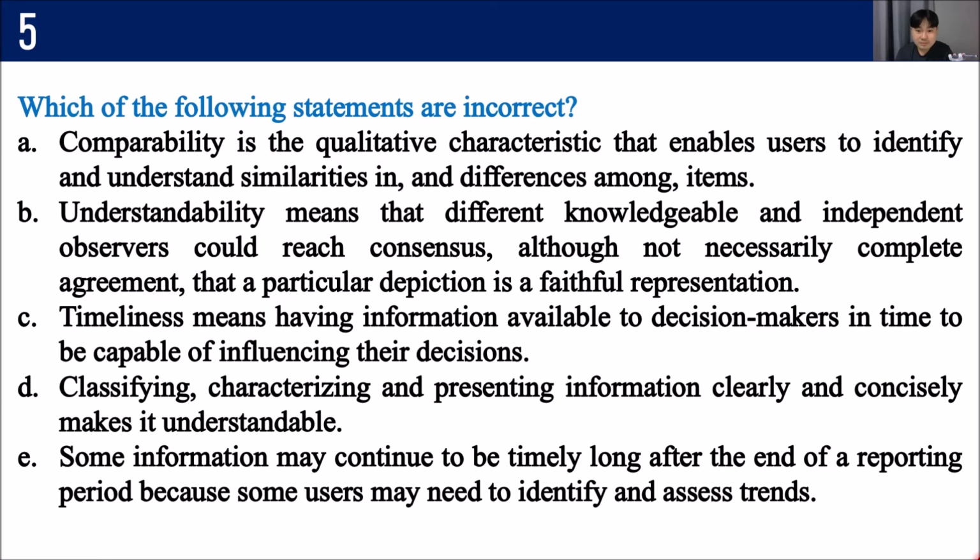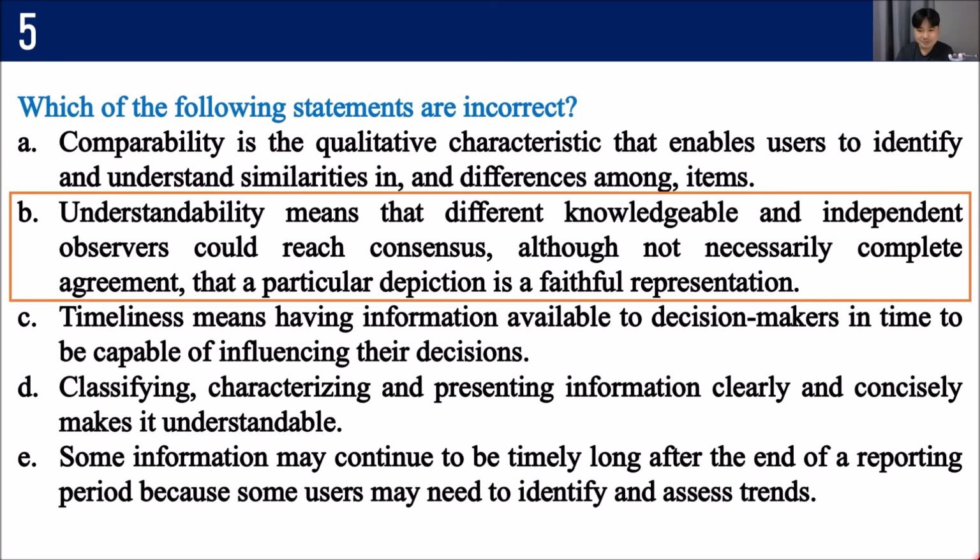The incorrect one, which is the correct answer, is letter B. Understandability means that different knowledgeable and independent observers could reach consensus, although not necessarily complete agreement, that a particular depiction is a faithful representation. That is verifiability.